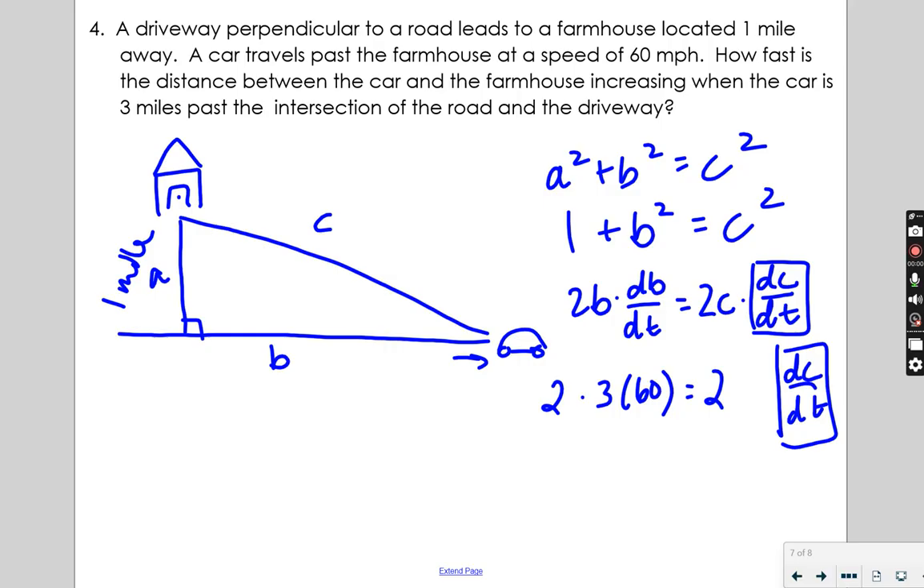Okay, now I just need to figure out what C is. Wait, why would you have 3? It says the car is 3 miles past the intersection of the road and the driveway. So this is changing, but they're saying at the instant when this is 3. So how am I going to figure out what C is?